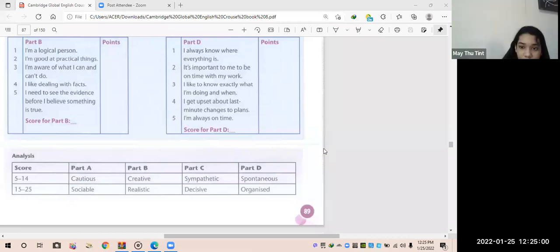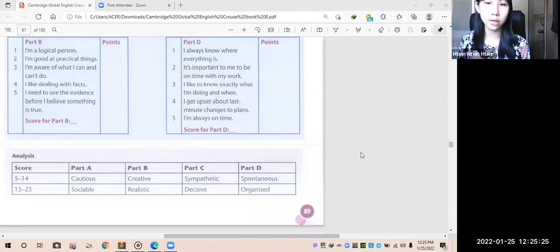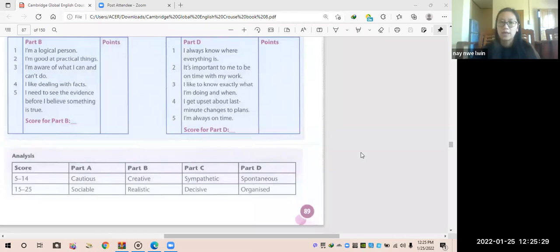For part A, I got 16, so I'm sociable. For part B, I got 17, so I'm realistic. For part C, I got 16, so I'm decisive. And for part D, I got 18, so I'm organized. Yes. Okay, thank you. So I think everyone has finished, right? Everyone is finished, right? Okay, thank you.